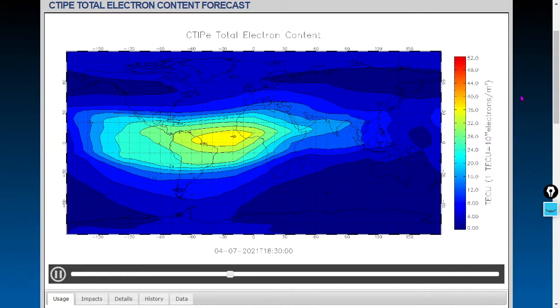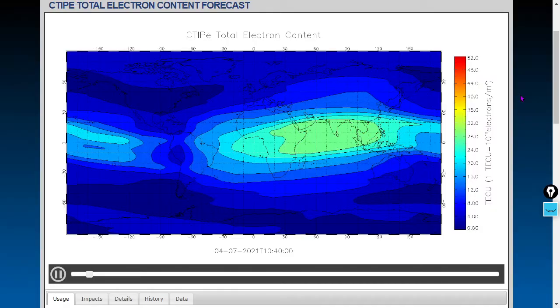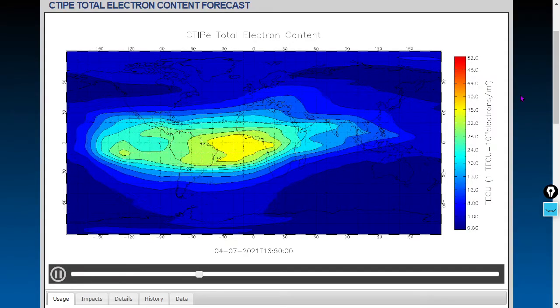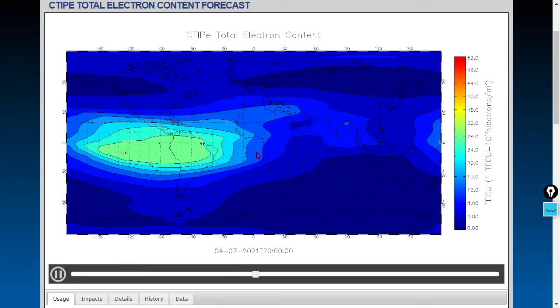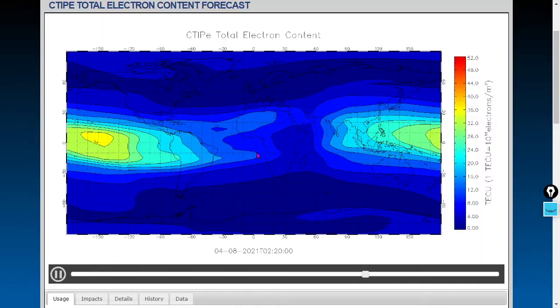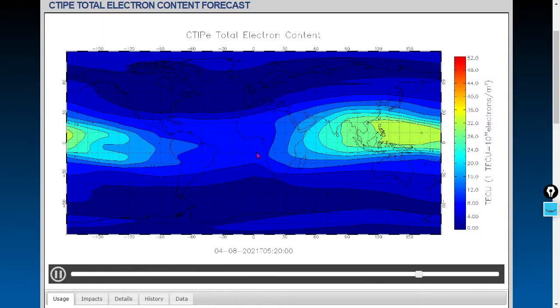Right here, we see a very high level of electron flux in the central Atlantic Ocean off the west coast of Africa, right around this area. And then it suddenly shifts north. It's all a result of the South Atlantic Anomaly, folks.